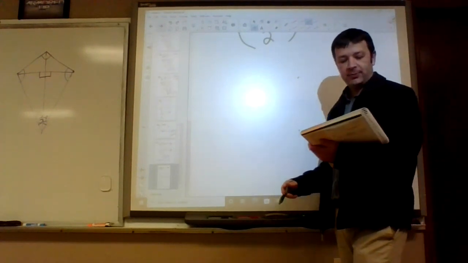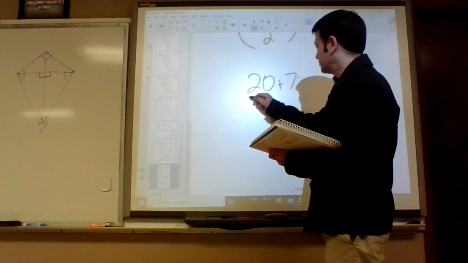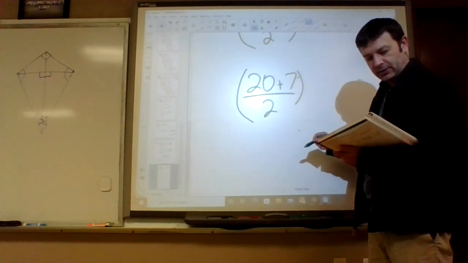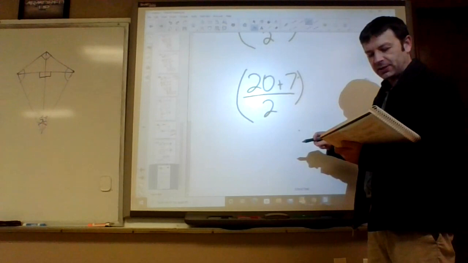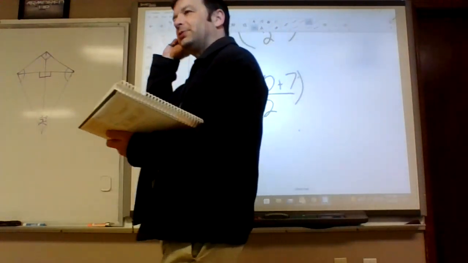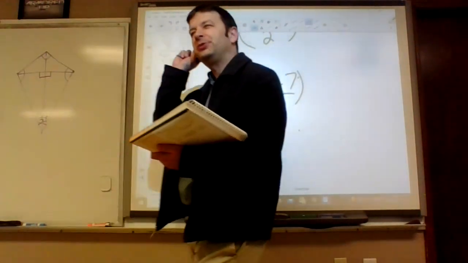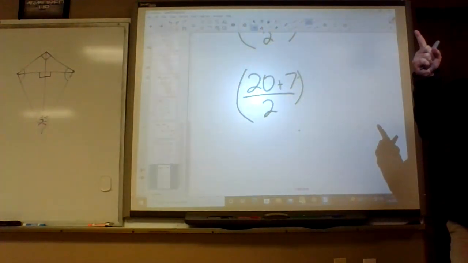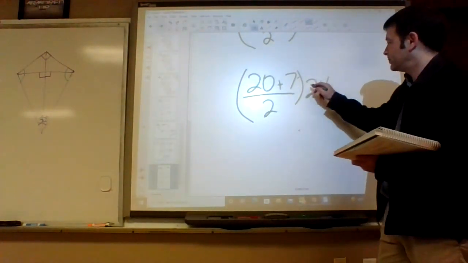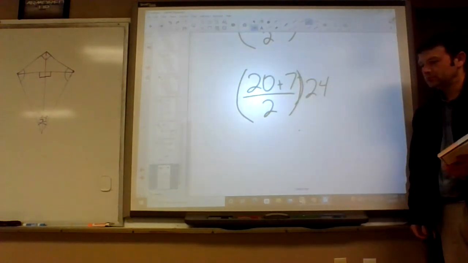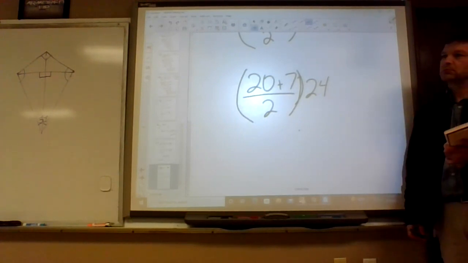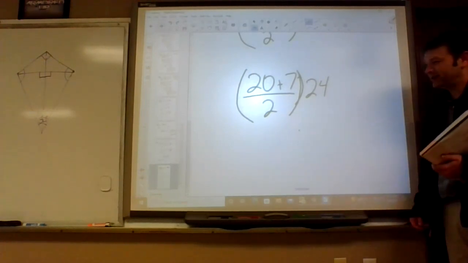13. A trapezoid with bases 20 inches and 7 inches and a height of 2. Okay, so average the bases, so 20 plus 7 divided by 2 times the height, which is, the height says 2 feet. So since it said 20 and 7 inches on the bases, let's change the 2 feet into inches. How many inches are in 2 feet? 24. If 1 foot is 12 inches, 2 feet is 2 times 12 inches. So we'll say the height is 24 inches. You gotta be careful. Read the labels.